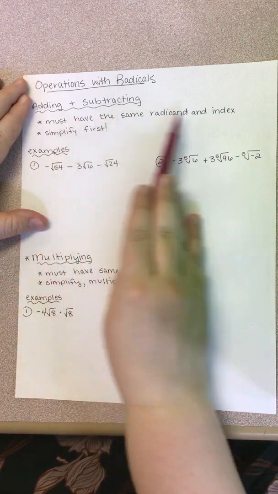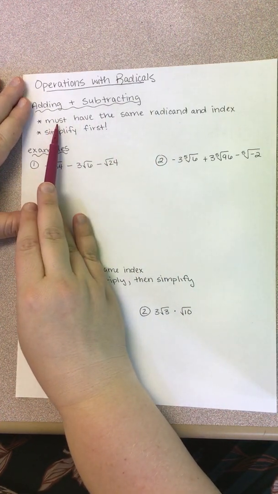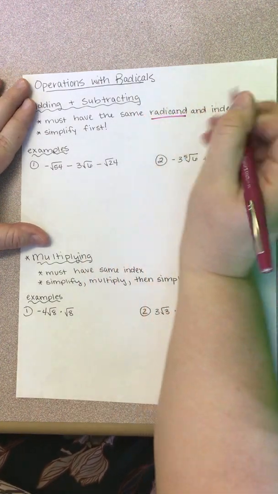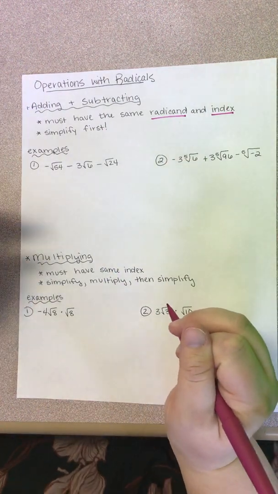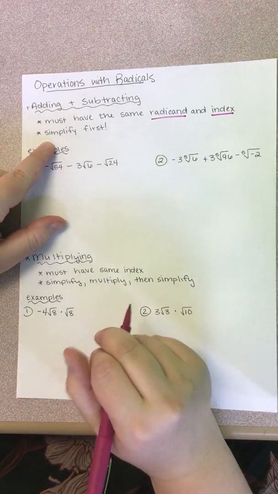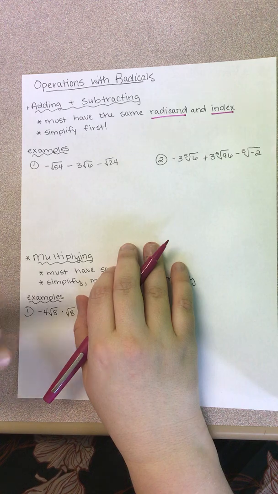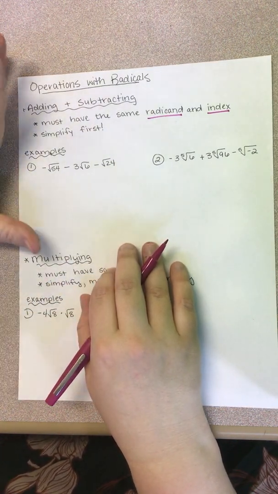When you're adding and subtracting, you want to make sure you have the same radicand and the same index. So same radicand, those are the numbers underneath, and the same little number for your index. If you don't, you can't add them together. And then you always want to try to simplify your radicals first to make sure that you can add them. Don't forget that if you need to, you can pause this video at any time and write down what you're seeing.